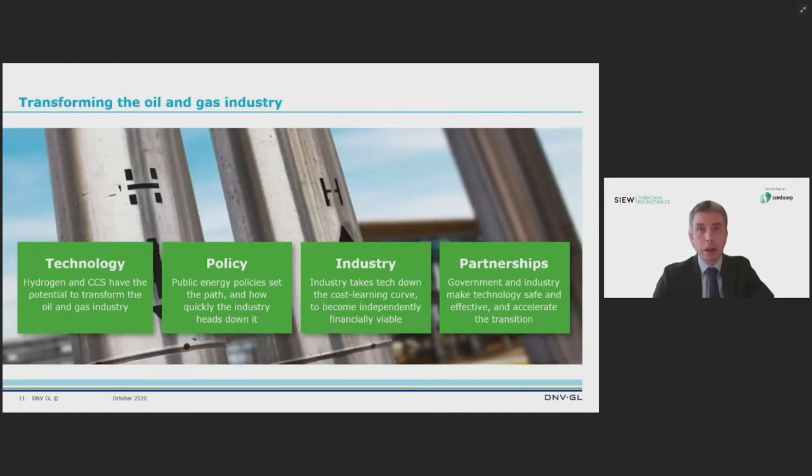Good public policies appear to be key to this. The sooner governments incentivize the industry to adopt technology, the sooner that the industry takes up this technology and pushes it down the cost learning curve to become independently financially viable. We've already seen this with offshore wind, with latest projects now becoming independently financially viable, but it's taken many years of investment and government support to get there. So forming partnerships between governments and industry will be crucial. Working together to make hydrogen and CCS safe, effective and commercially viable will give the oil and gas industry the certainty it needs to manage new risks and accelerate its transformation to the low carbon future.